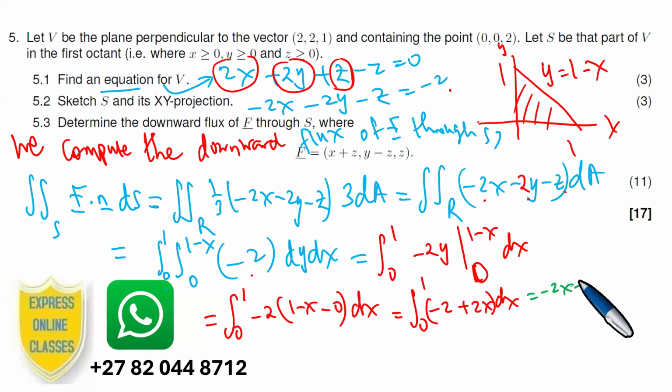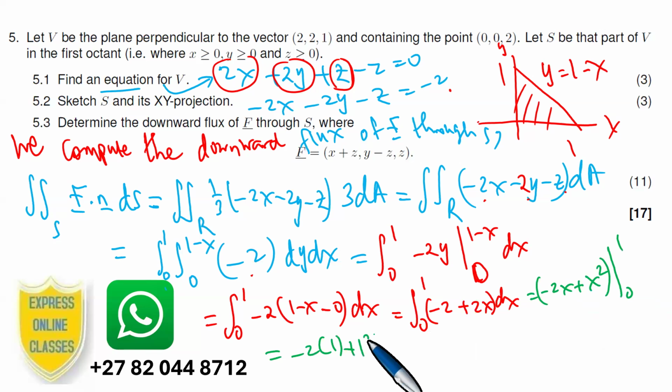So it's minus 2x plus x squared from 0 to 1, which is minus 2, 1 plus 1 squared minus 0. And therefore, this is minus 2 plus 1, which is minus 1. And this is the answer.